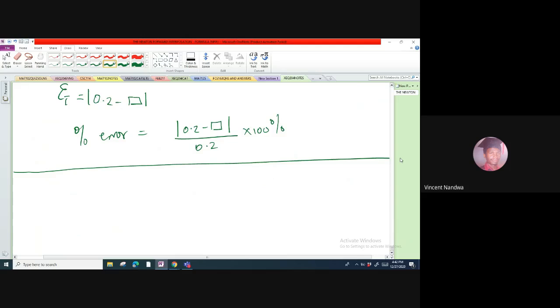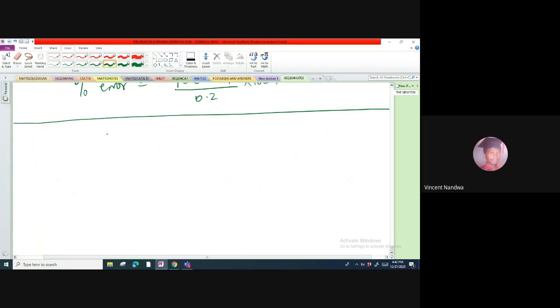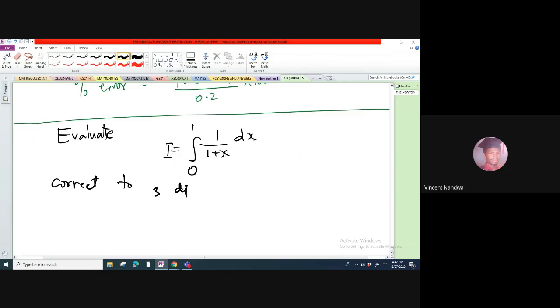So next example, evaluate. Try to do as many examples as possible to test yourself on speed and accuracy. Evaluate this integral from 0 to 1 of 1 over 1 plus x dx, correct to 3 decimal places.